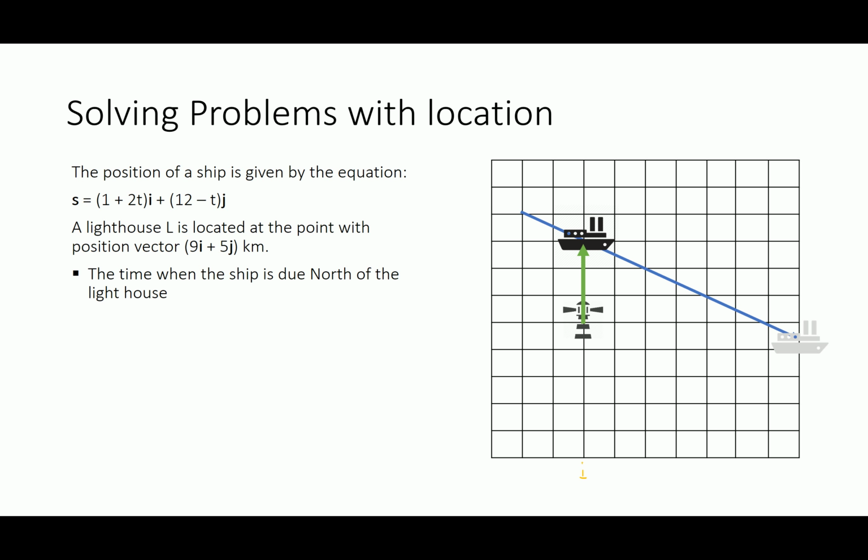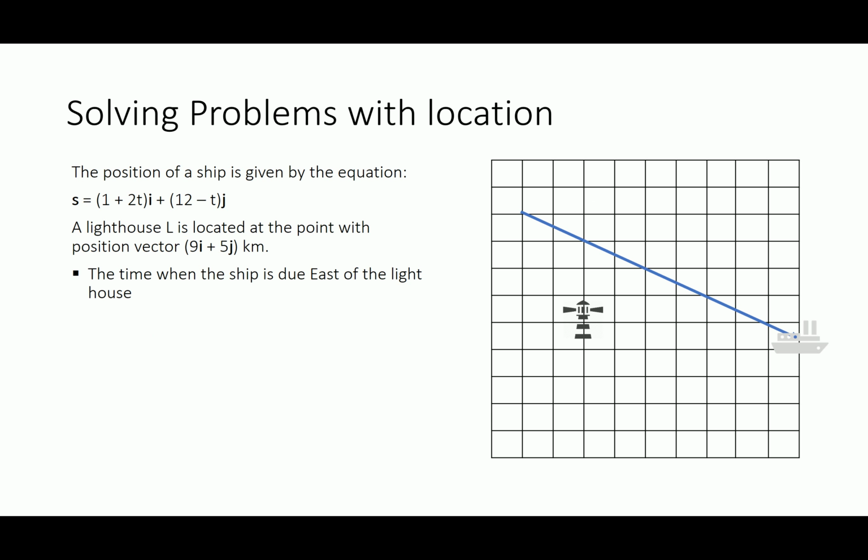What would the ship have in common with the lighthouse at this point? Well, its I component would be equal. The I component for the lighthouse and the I component for the ship will be the same. The j components may be different, but we know definitely that the I components will be the same. So what do I need to solve? I need to solve the fact that 9 would be equal to 1 plus 2t, or 8 would be equal to 2t, or 4 would be equal to t, and this gives me the time where the ship is due north of the lighthouse.